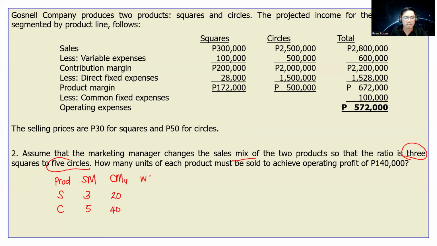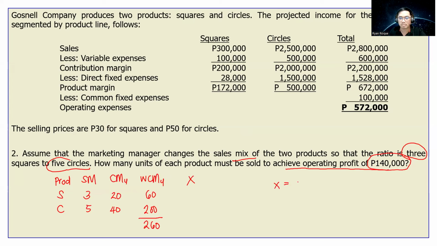So therefore, we will get the weighted CMU. That would be 3 times 20, so 60. Then 5 times 40, that would be 200. So the total weighted CMU is 260. And we are asked for the number of units of each product that must be sold to achieve the operating profit of 140,000. So what would be that X, or number of units?